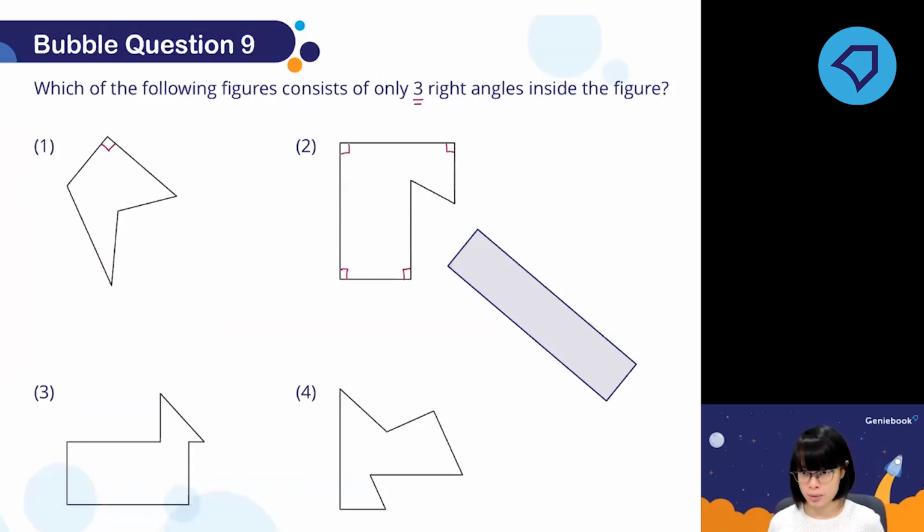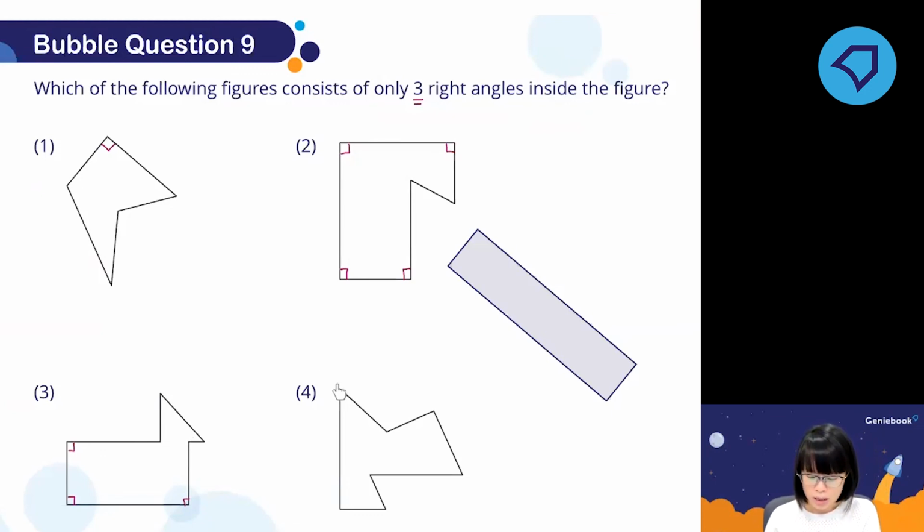How about option number 3? How many right angles do you see inside the figure? 3, okay? You have 1, 2, 3. Now, yes, this one and this one is also a right angle, but the question is asking for inside the figure. This right angle is outside the figure. This right angle is also outside the figure. So that's where it might be a little bit tricky. Okay, so read the question carefully. Only 3 right angles inside the figure.